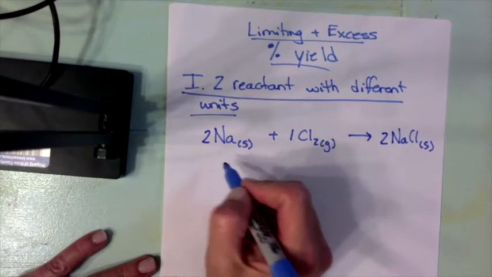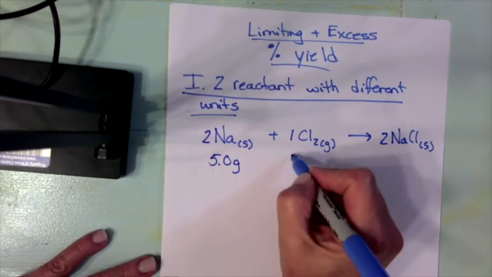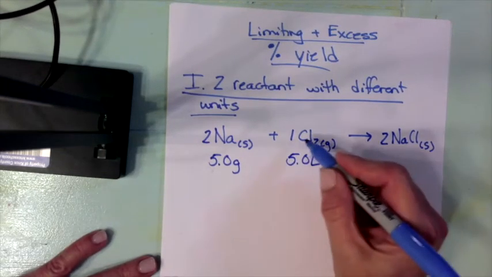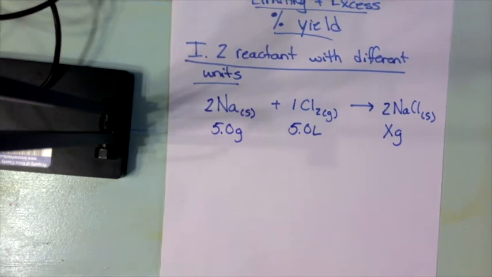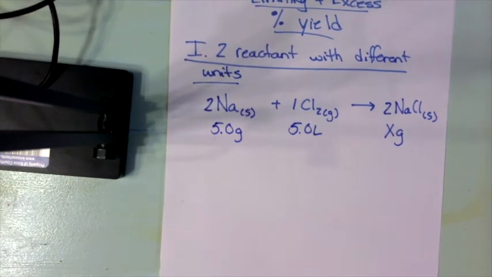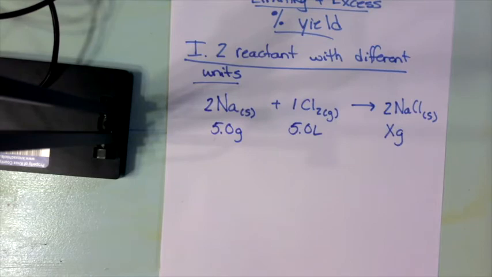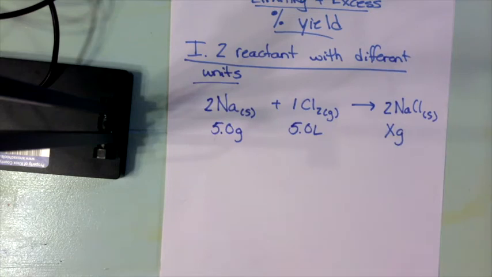Let's say that I have 5.0 grams of sodium, and let's say I have 5.0 liters of Cl2, and I want to know how many grams of NaCl can be made. So we're going to go through the steps just like we did yesterday to be able to determine which one is the limiting reactant, because the limiting reactant will be used up first before the other reactant, which means that the maximum amount of mass of NaCl that we can produce is based on the limiting reactant.